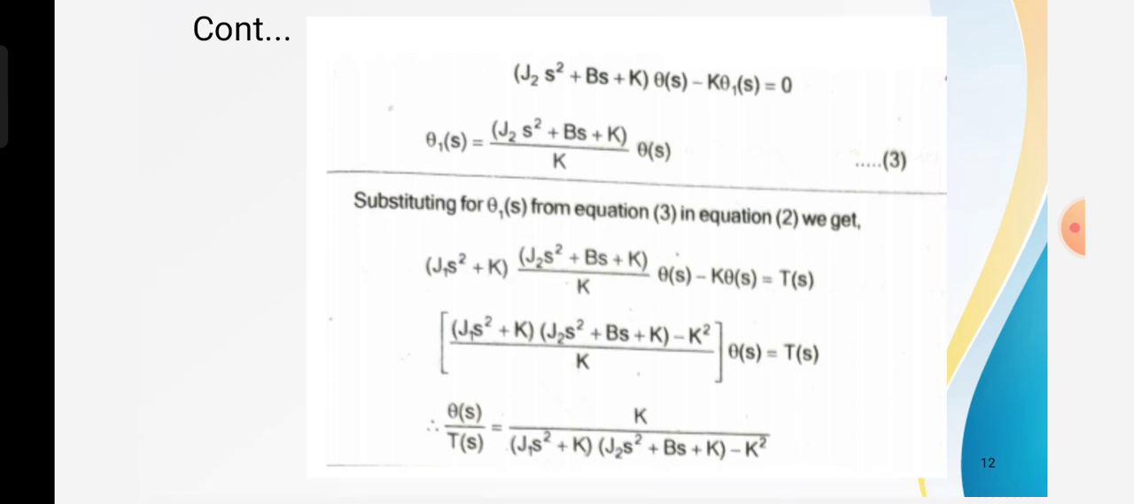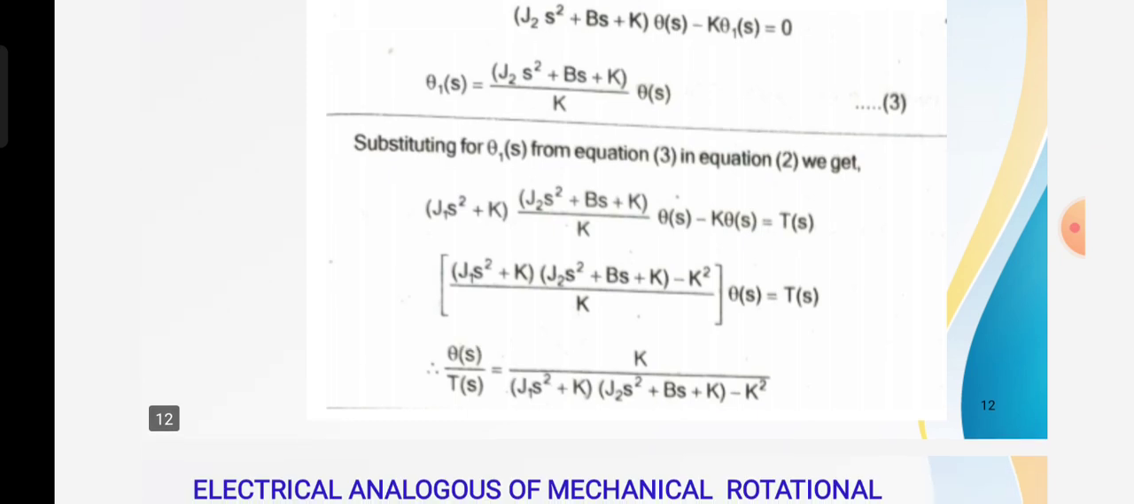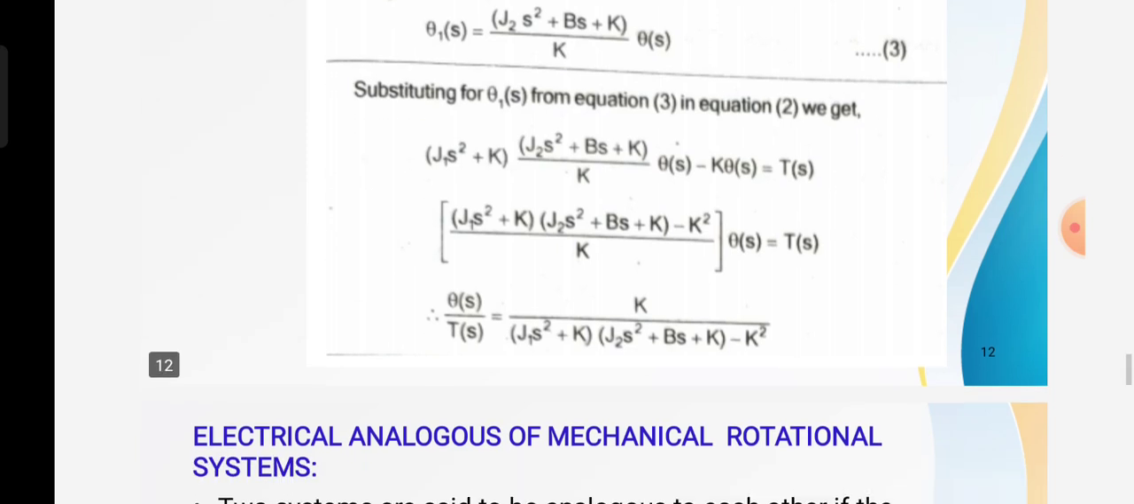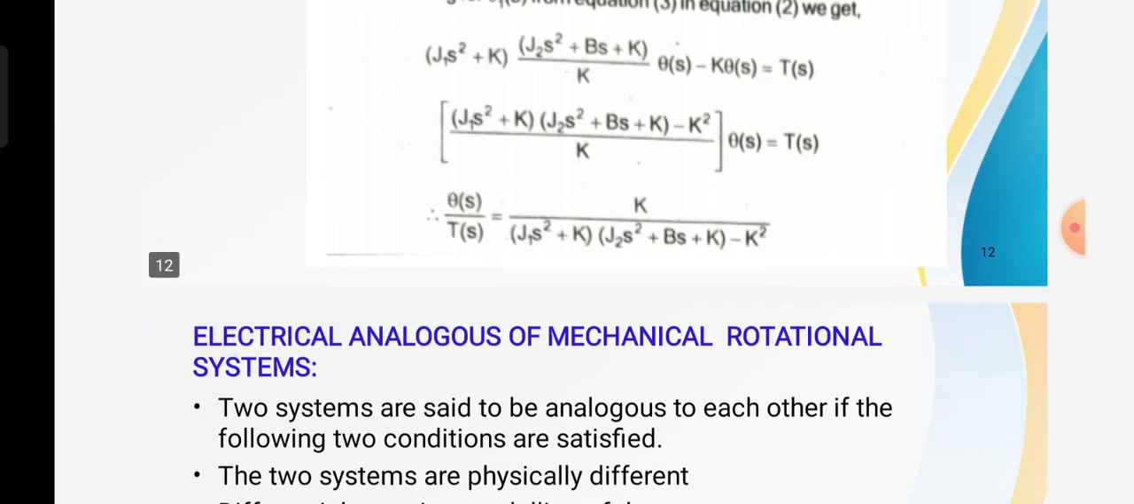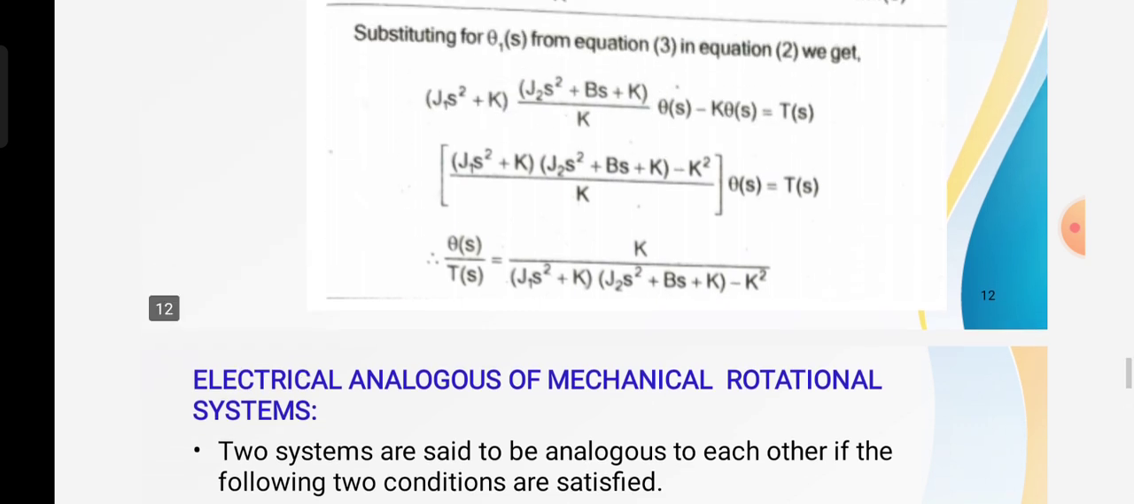Substituting for theta 1(S) from equation 3 in equation 2, we get J1 S square plus K into J2 S square plus Bs plus K minus K square, whole divided by K, into theta(S) equal to T(S). From this expression, we find the transfer function theta(S) by T(S). The transfer function is nothing but the Laplace transform of angular displacement divided by the Laplace transform of applied torque, equal to K divided by J1 S square plus K, J2 S square plus Bs plus K minus K square. So this is the final answer.